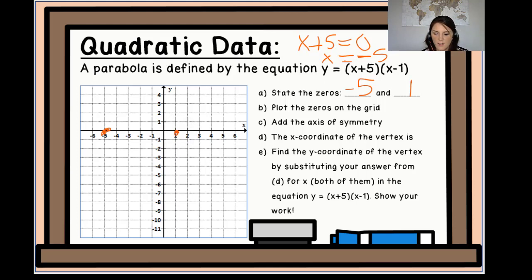Okay, so we've plotted the zeros on our grid. Next, we're going to add the axis of symmetry. Okay, so we need to look for the point between negative 5 and 1. So halfway between those 2 points would be negative 2. So that's where we're going to draw in the dotted line for the axis of symmetry.